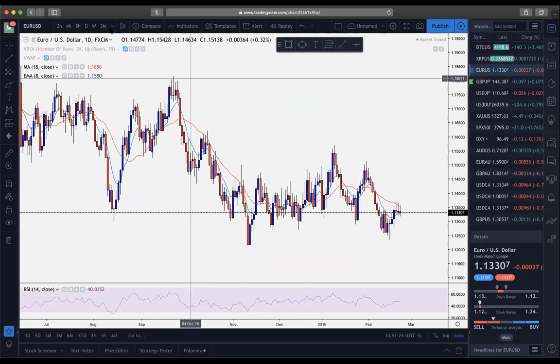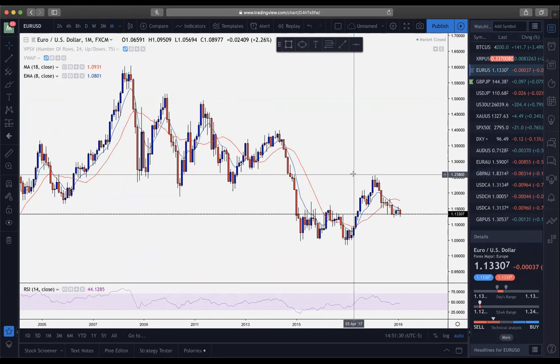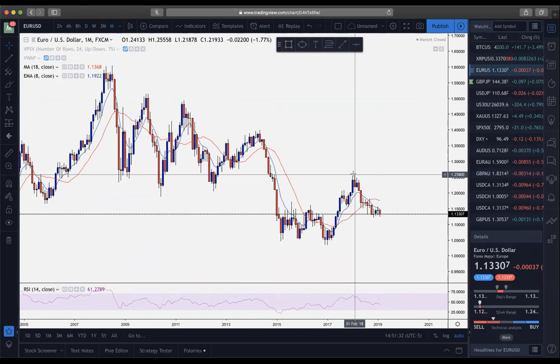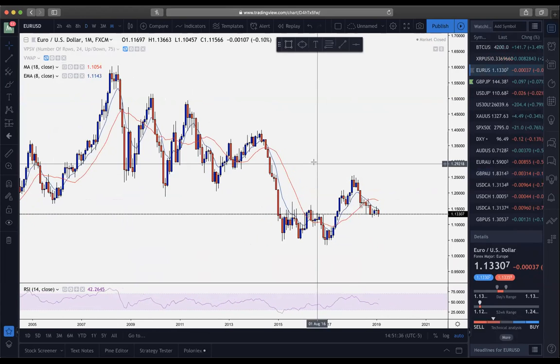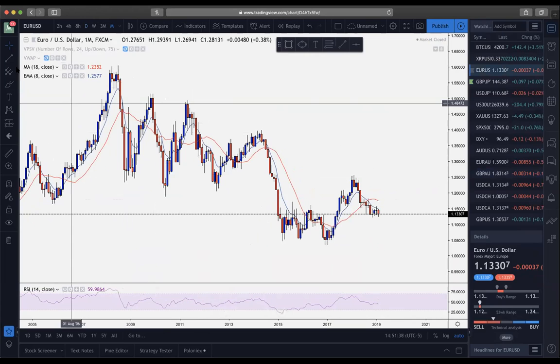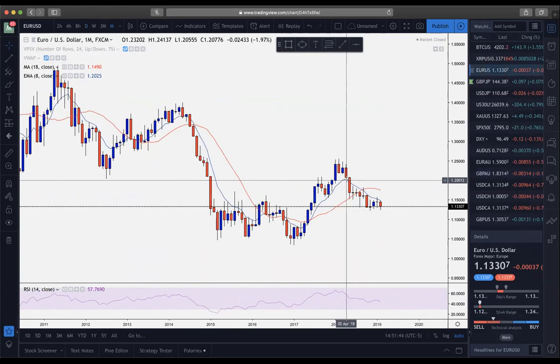So first things first, I'm going to start at a high time frame. I'm going to go to the monthly and see what's happening with the market, where the high point is, where the low point is, and just be aware of that area.